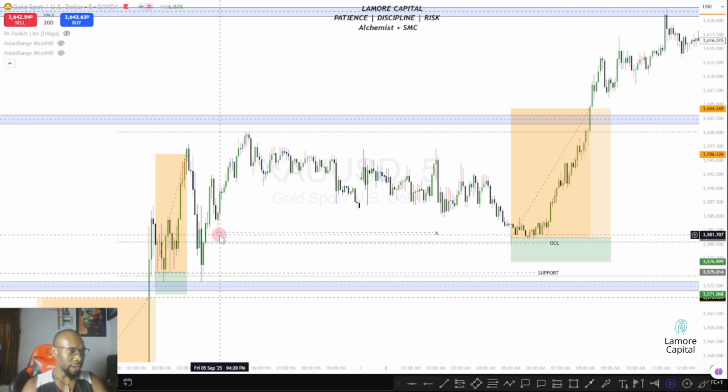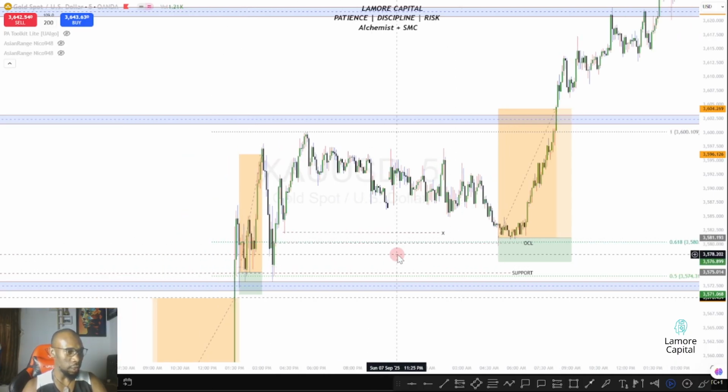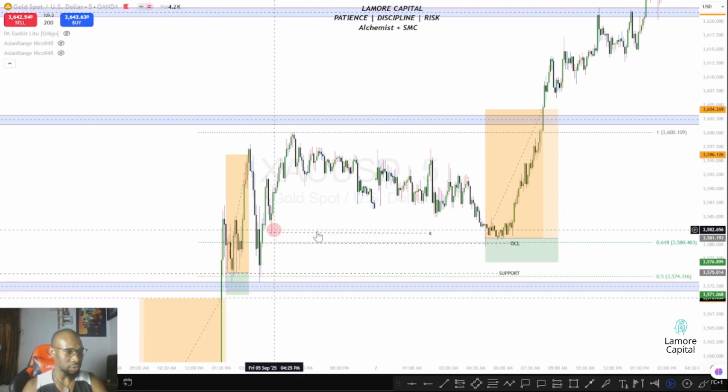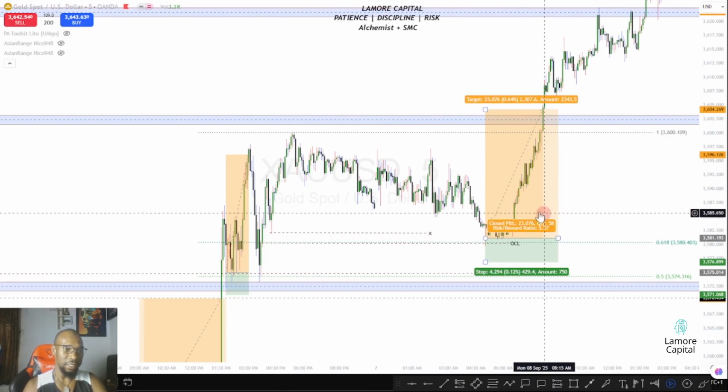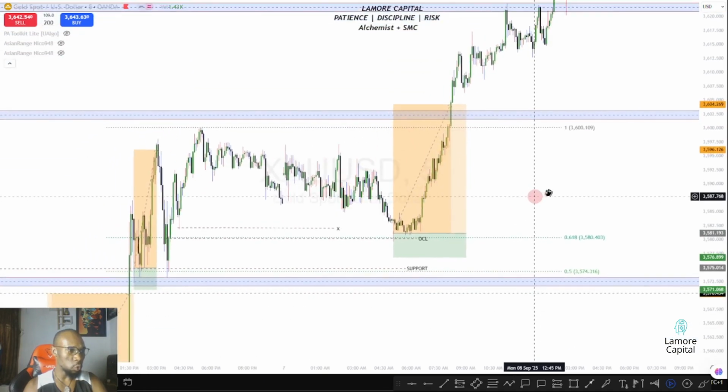If you notice, why I chose this particular OCL and not this resistance was because this OCL was closest to liquidity. That was why I chose this particular OCL. Immediately the market came, cleared out this liquidity and also tapped into our OCL, and it started giving us immediate 5:1 RR. And that was the trade that we took on Monday.